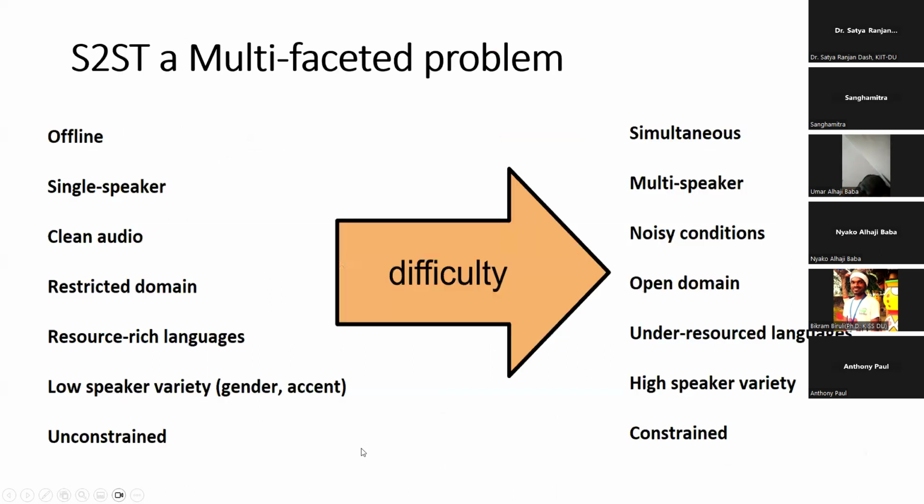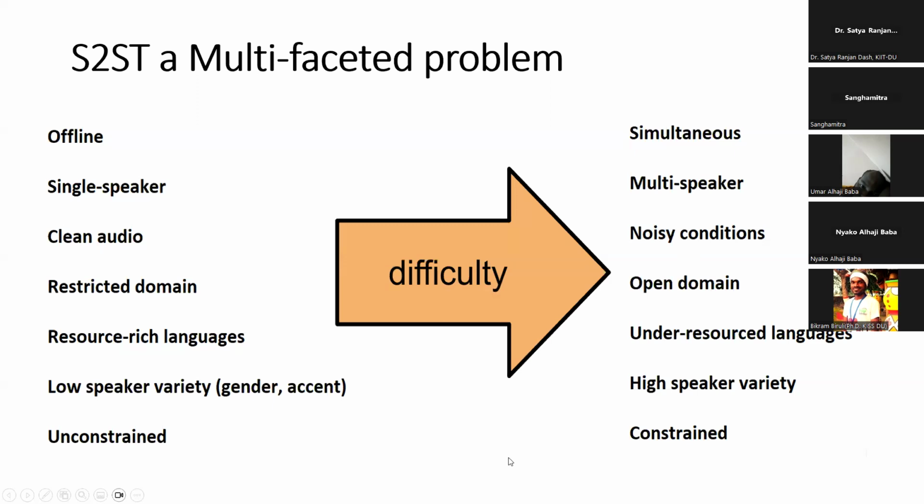Now, I will refer to speech-to-speech translation as S2ST. S2ST is considered to be a complex and multifaceted problem, mainly because it is intended to function under multiple scenarios, addressing multiple variables. For example, in the figure, you can see the different situations under which an S2ST system is intended to function. On the left-hand side, the constraints are slightly easier, while on the right-hand side, the constraints or scenarios are more difficult.